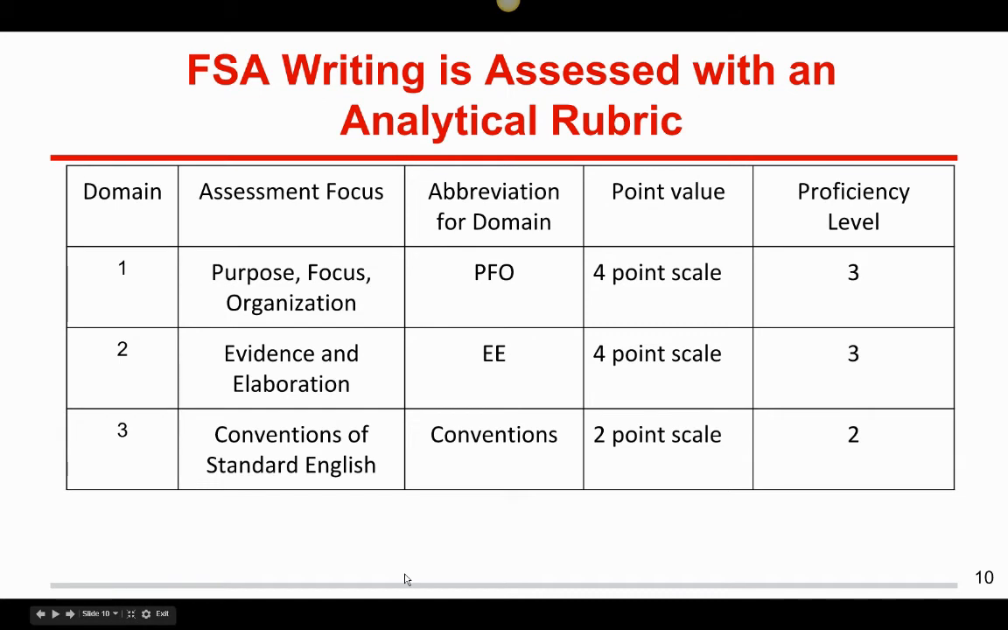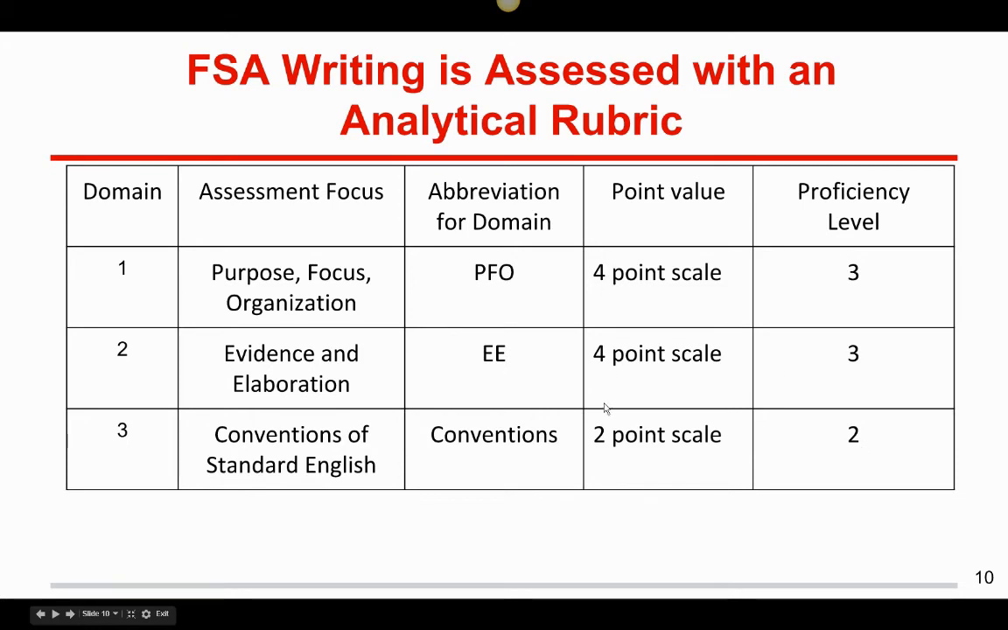The rubric with which the students are going to be assessed is called an analytical rubric, and it has 3 domains. The first domain is purpose, focus, and organization, and it's abbreviated to PFO. It's on a 4-point scale, with 3 being the proficiency level. The second domain is evidence and elaboration, abbreviated to EE, and that also is on a 4-point scale, with 3 being proficient. The third domain is conventions of standard English, simply referred to as conventions, and it is on a 2-point scale, with 2 being proficient.